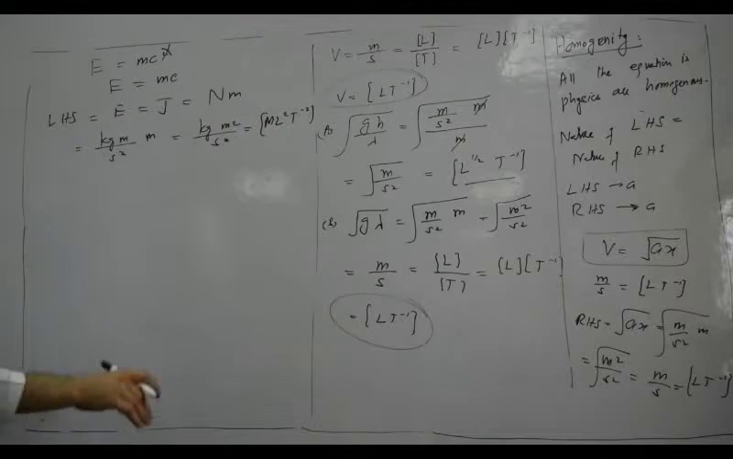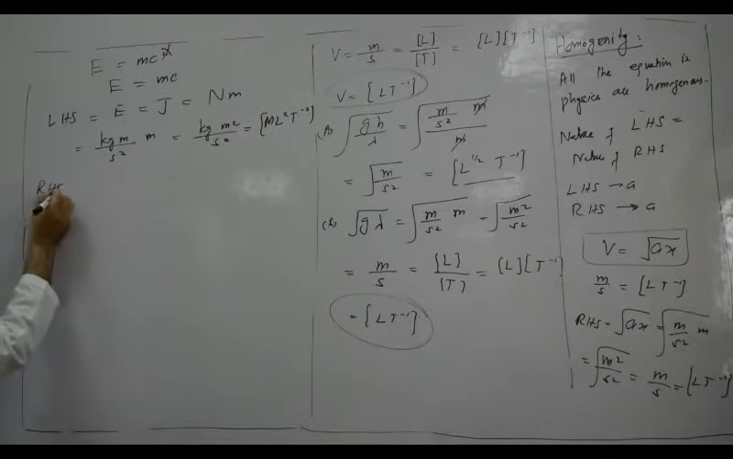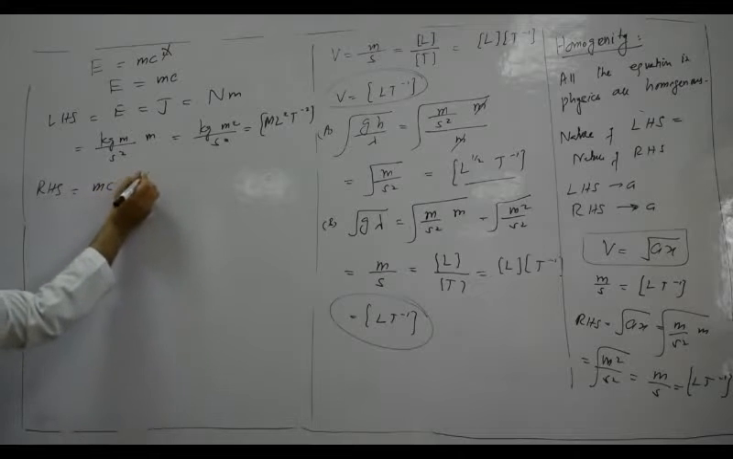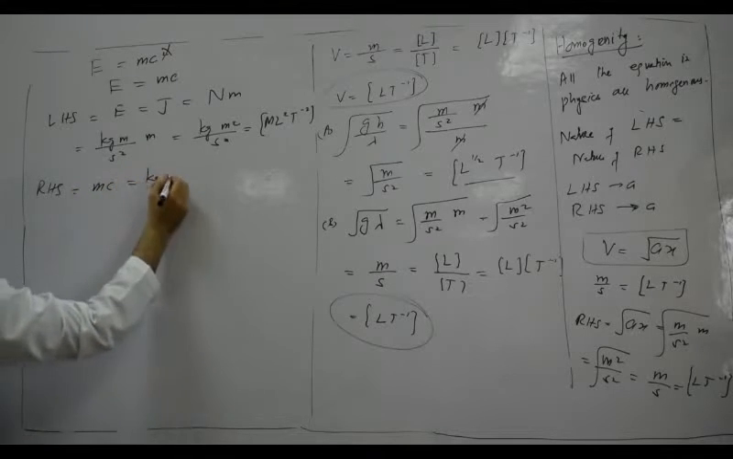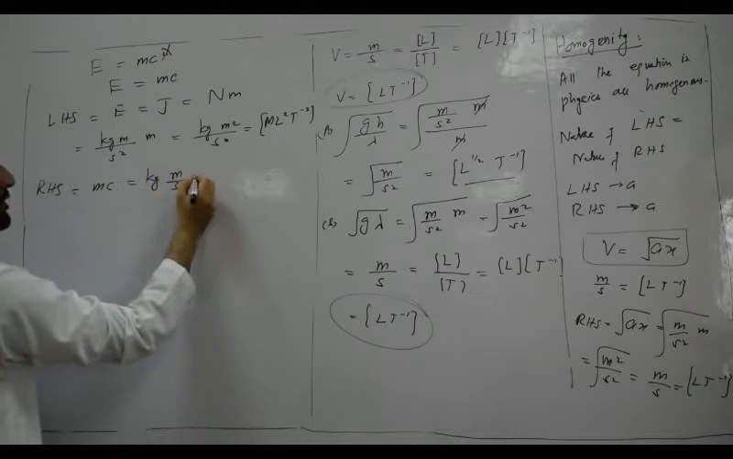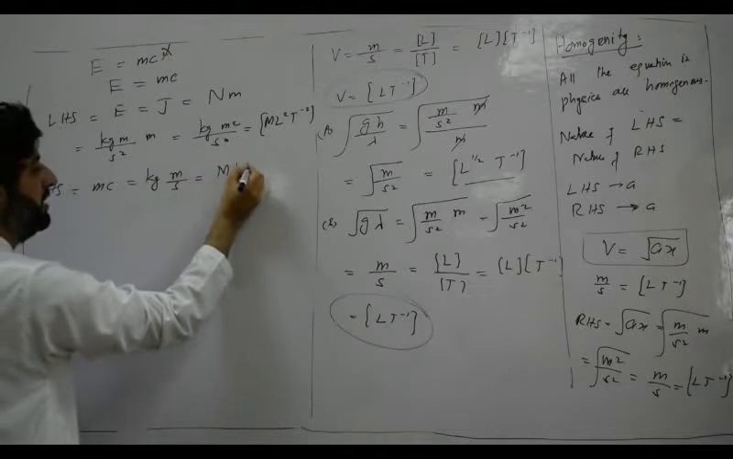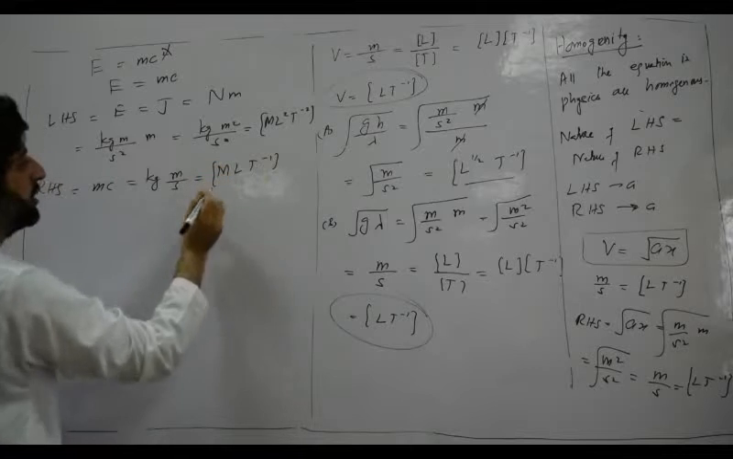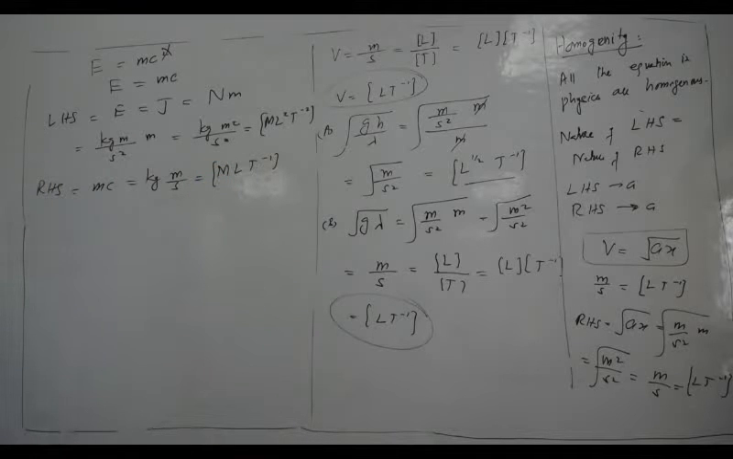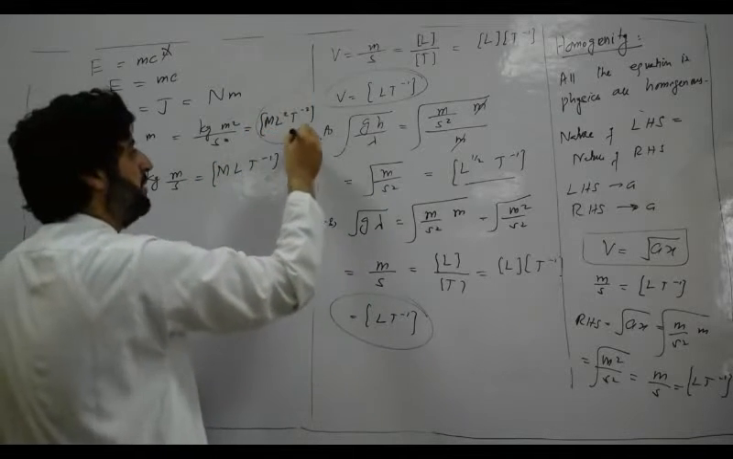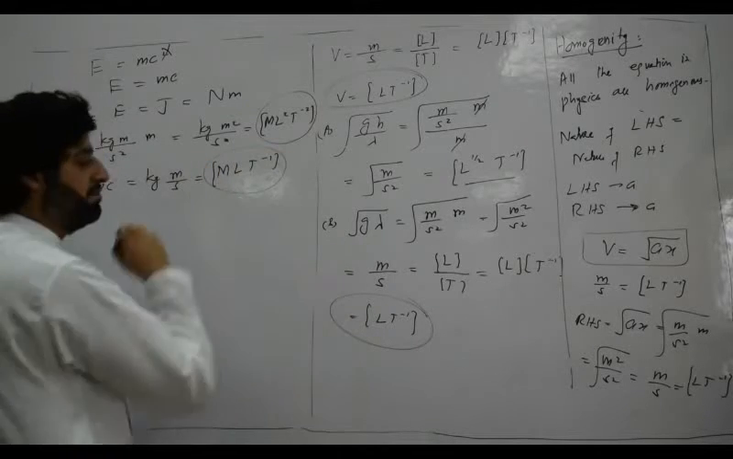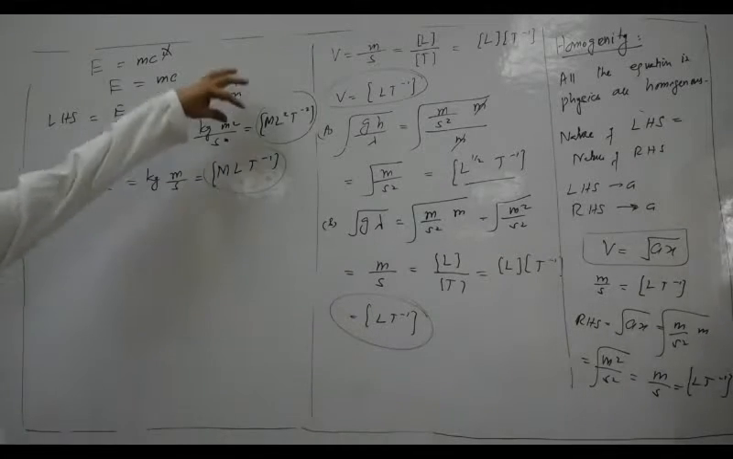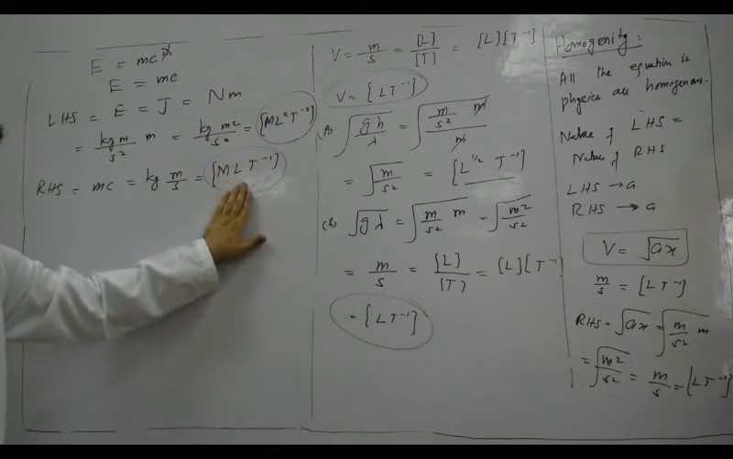Now taking the right hand side, which is mc. What is the unit of mass? Kilogram. What is the unit of c? Meter per second. So these dimensions are M L T minus 1. So look at here. The left hand side has the dimension of energy and the right hand side has the dimension of momentum. These are the dimensions of energy, these are the dimensions of momentum.